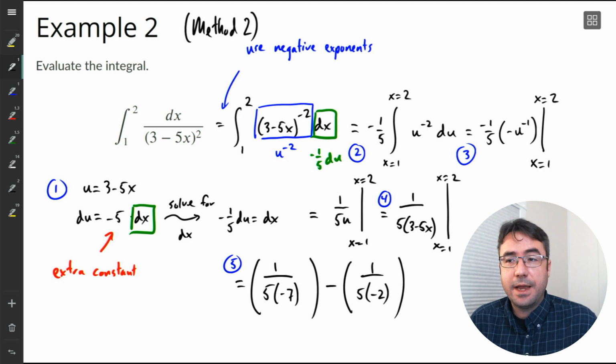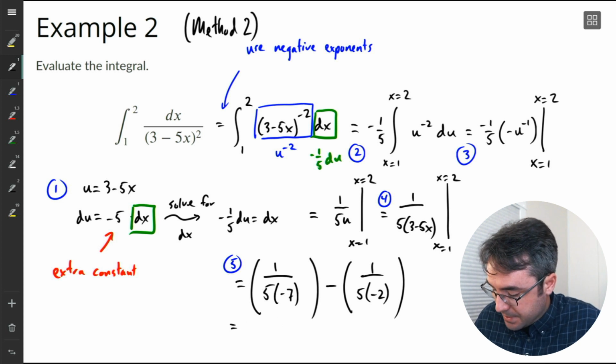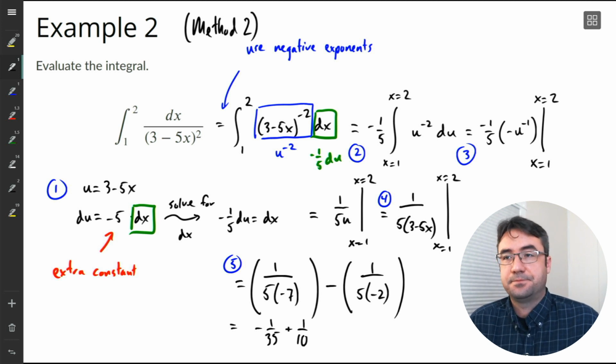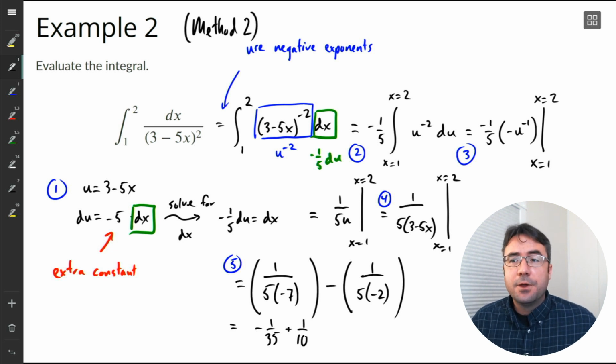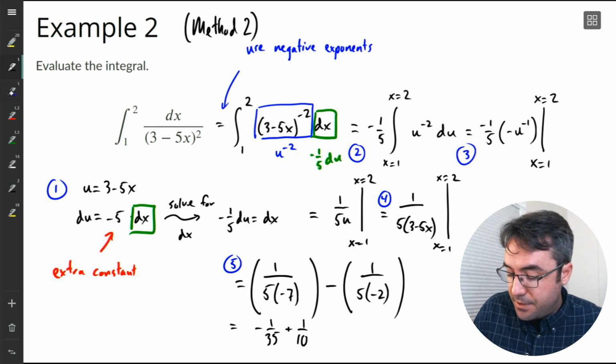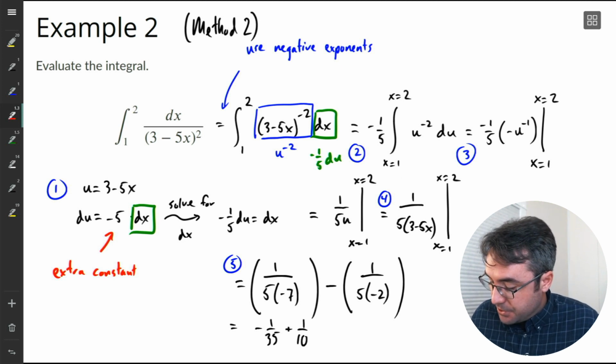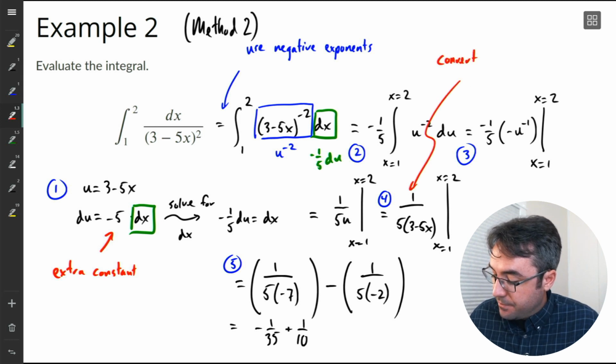And there we go. We've evaluated this definite integral. And that's fine. We can stop there. Maybe clean it up a little bit. We could try simplifying it. What does this become? It becomes negative 1 over 35 plus 1 over 10. Good enough. All right, so that's example 2, where we left the limits of integration in terms of x, and the only thing important there that we needed to remember is we needed to convert the antiderivative back to x.